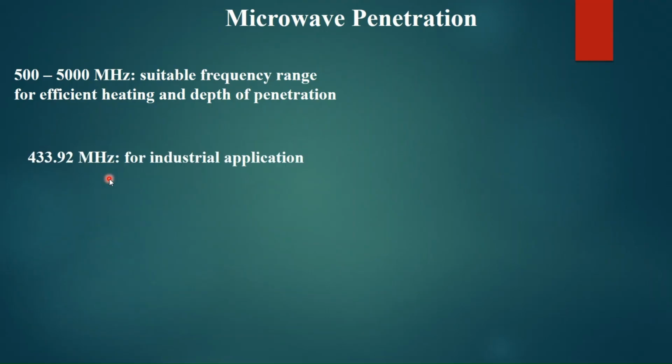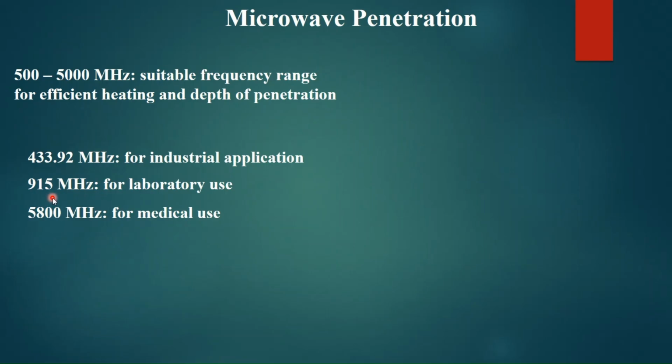For industrial application, 433.92 megahertz frequency range of microwaves are utilized. For laboratory use, 915 megahertz frequency range of microwaves finds its use. For medical use, 5800 megahertz microwave frequencies are used. For cooking purpose, 2450 megahertz frequency range of microwaves are used.